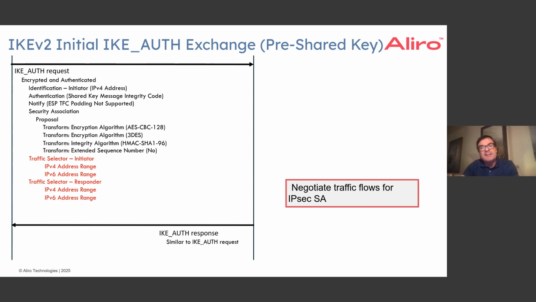And finally, the initiator and the responder traffic selectors are used to negotiate which flows of traffic are encrypted, which flows of traffic flow through the IPsec tunnel. And these flows are identified by specifying a protocol, an address range, and a port range.